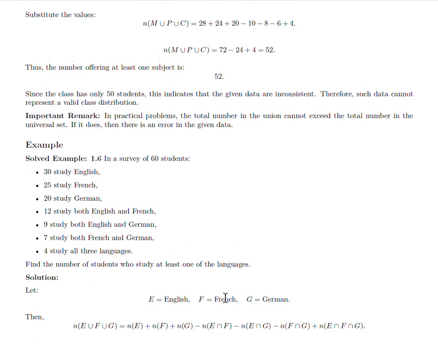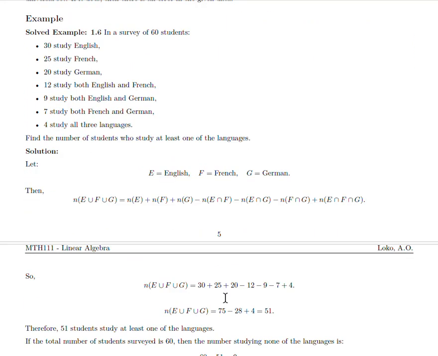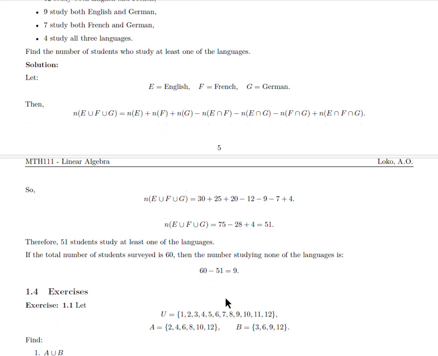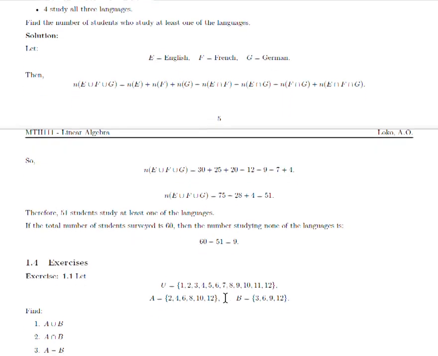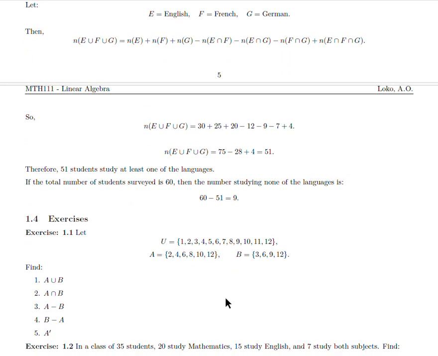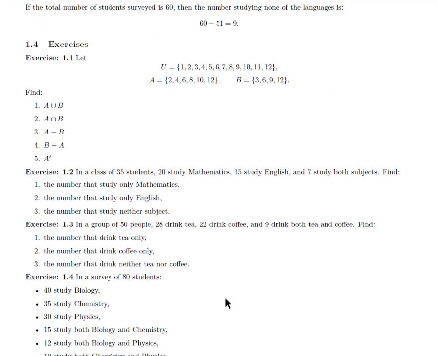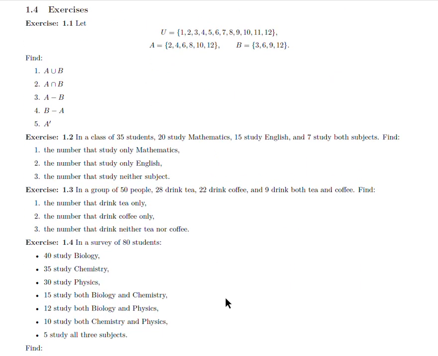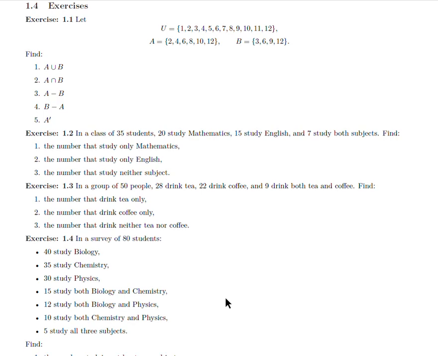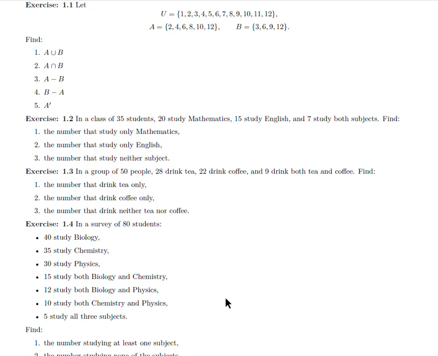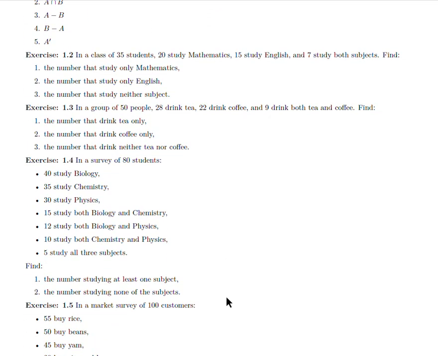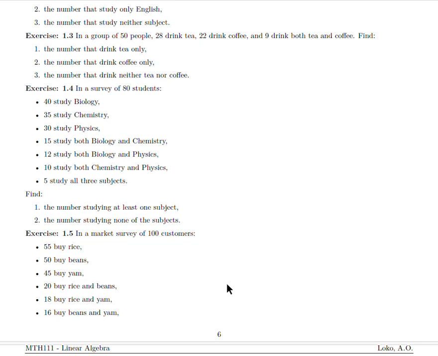So we'll stop here for today. You can go through the next example yourself. It's just very similar, and here are some exercises for you to practice. You can pause the screen and practice at your free time. Thank you.